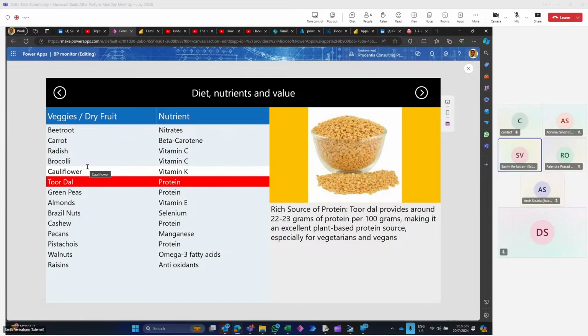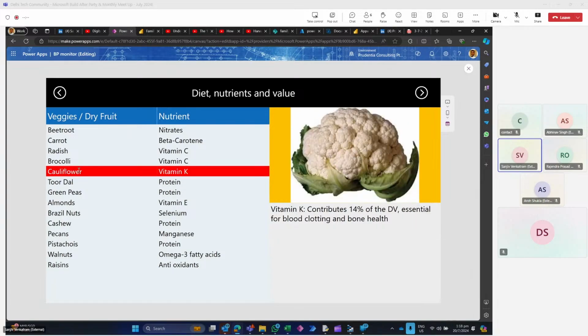Now, the meat eaters basically say, hey, look, vegetarians, you don't get any protein. Well, sorry, that's wrong. You actually do get protein if you eat the right stuff and in the right quantity, right? So you do get it. So then I have cauliflower, which is basically vitamin K for blood clotting and bone health, just the same way there is vitamin K in carrots, right? So these are all the things I literally have.